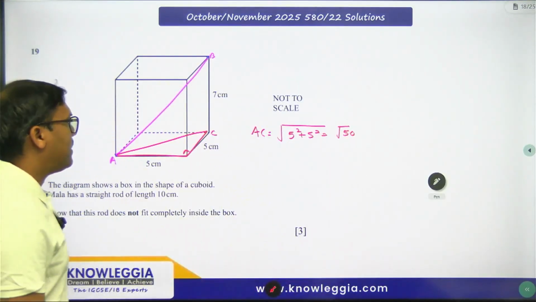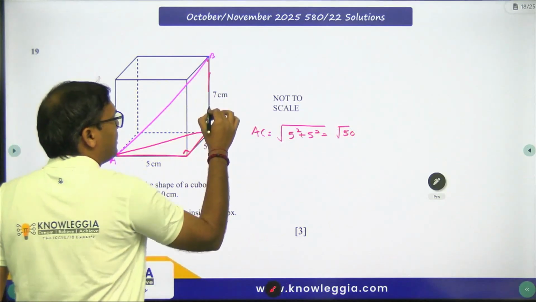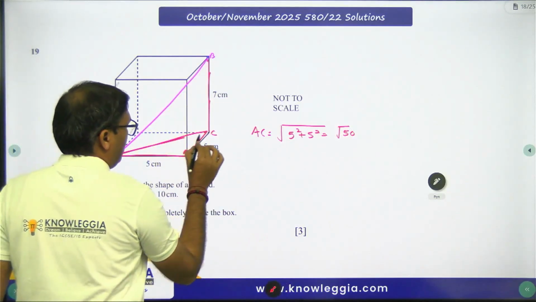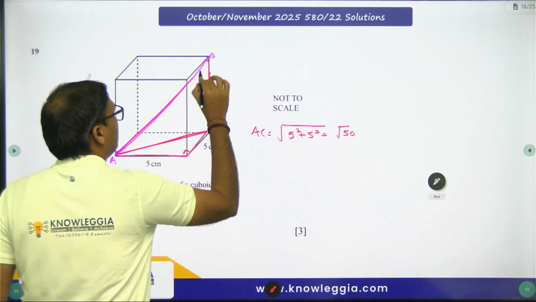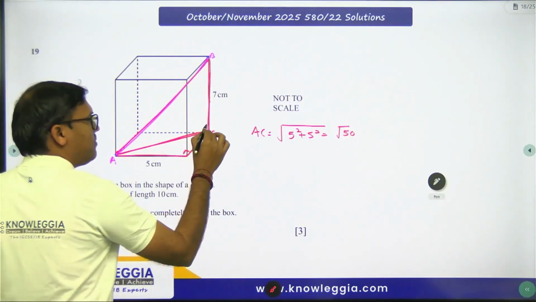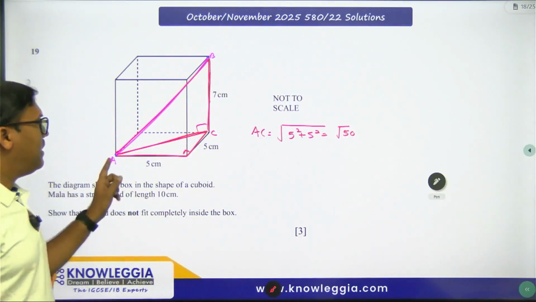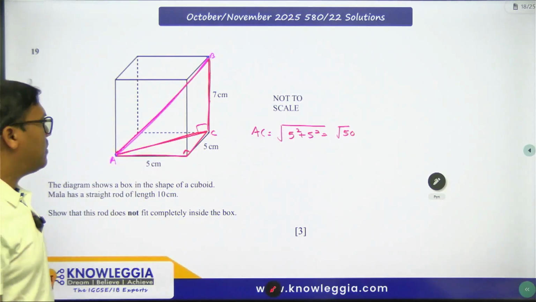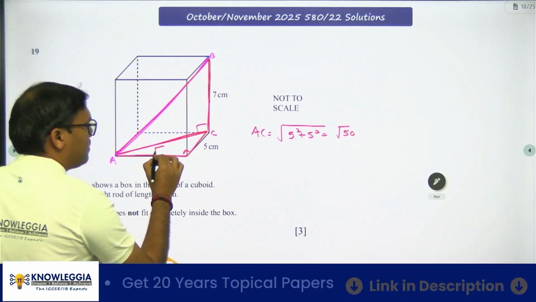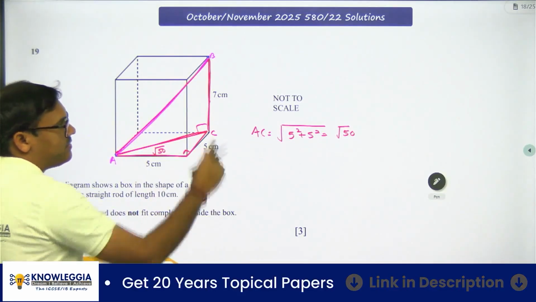Correct? Now again you see, this is again a right angle triangle, ABC, this will be perpendicular like this. At C, this is 90-degree. Now we know that this is root 50. We just found this, and this is 7.